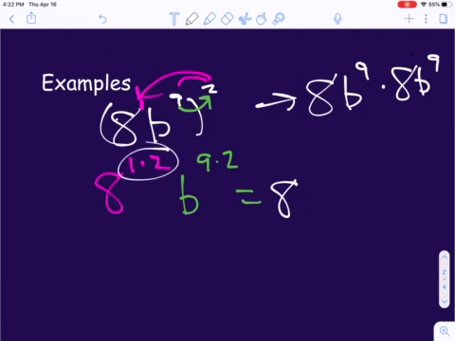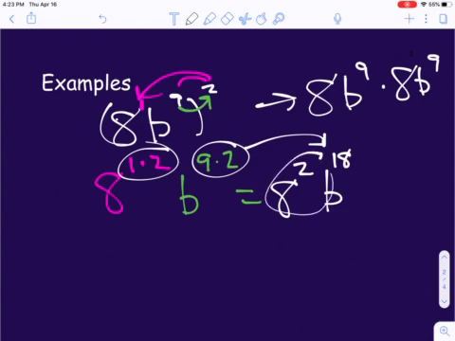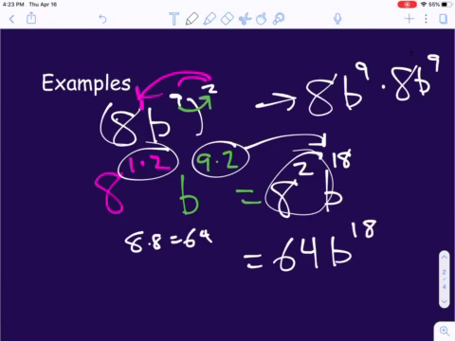So 1 times 2 is 2. And then b, 9 times 2, is going to give me 18. So we have 8 squared, b to the 18th. Let's simplify this 8 squared really quick. Well, 8 times 8 is 64. So that's going to give me 64 times b to the 18th power. All right, let's try another one.